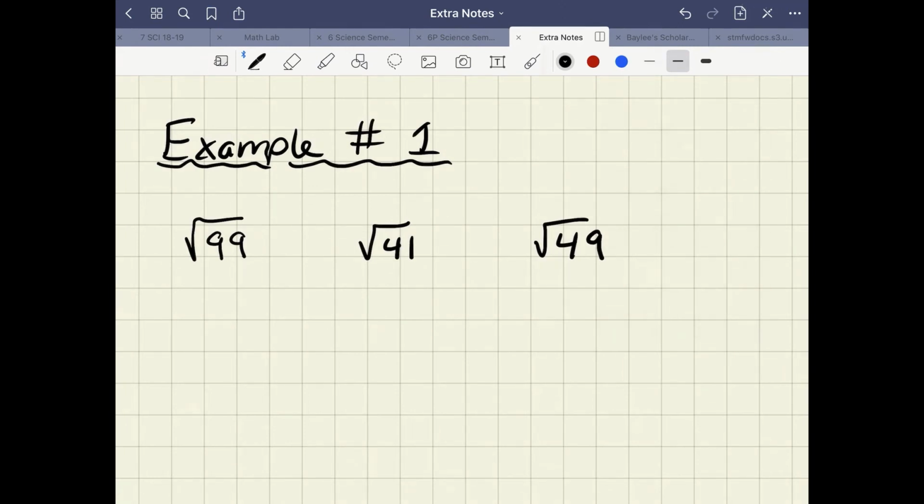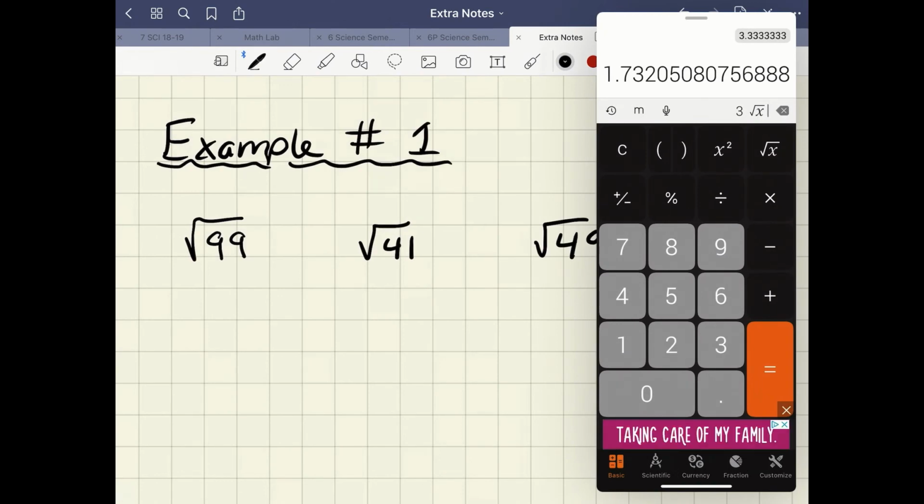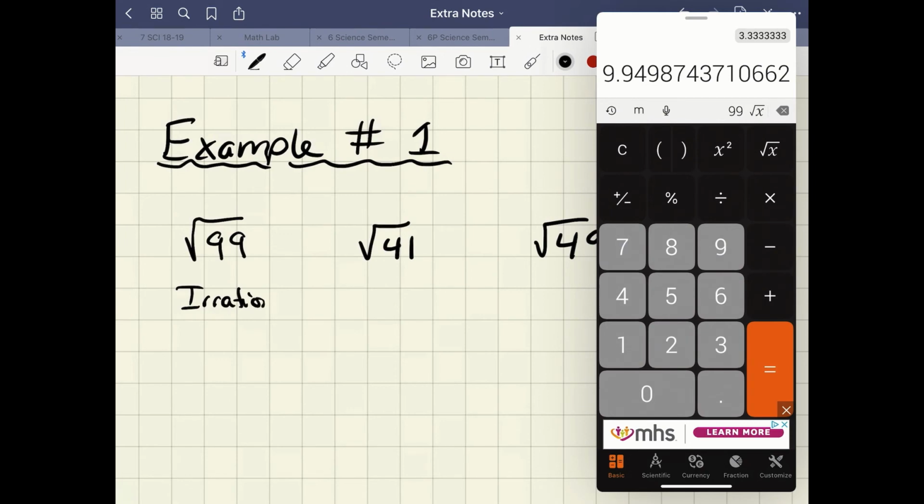All right, here we are. So what we want to do is figure out whether or not these are rational or irrational. So the key here is whether or not they give us a whole number or something with a pattern or a decimal that has no pattern. So we'll plug in 99. We'll take the square root. That goes on forever, and I don't see any distinguishable pattern. So that is going to be irrational. Now, the square root of 41. Again, no discernible pattern, and it goes on and on and on.